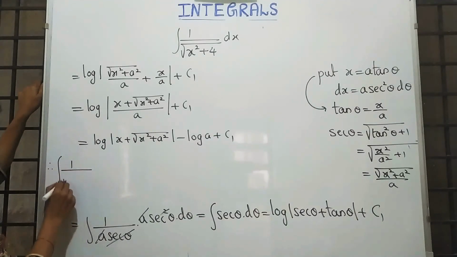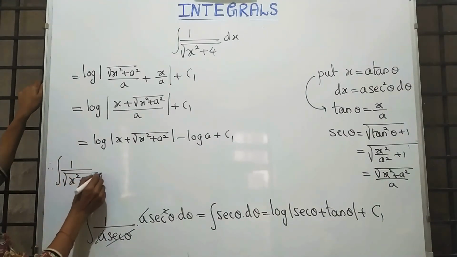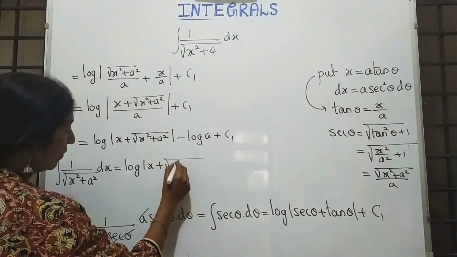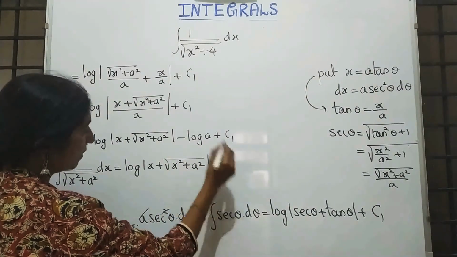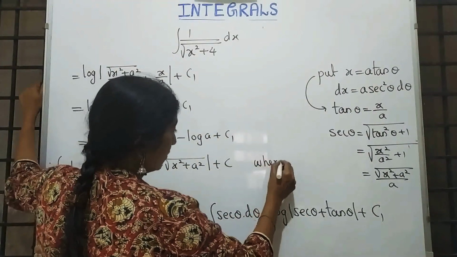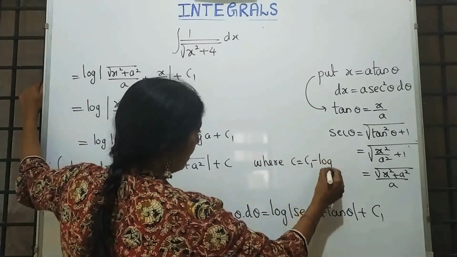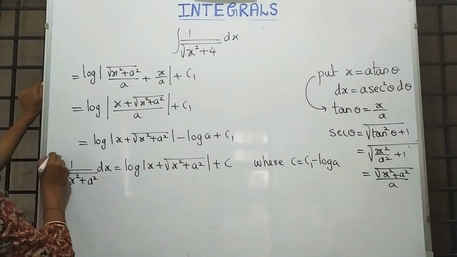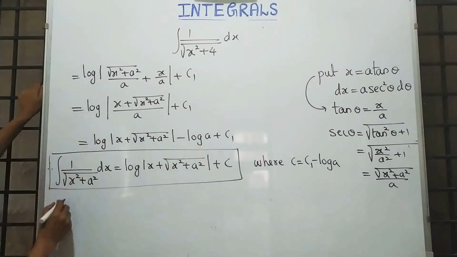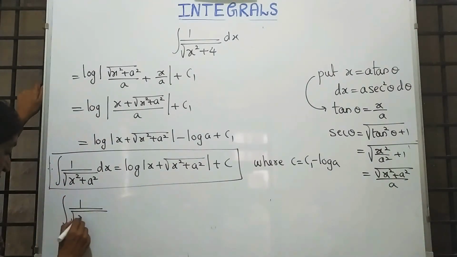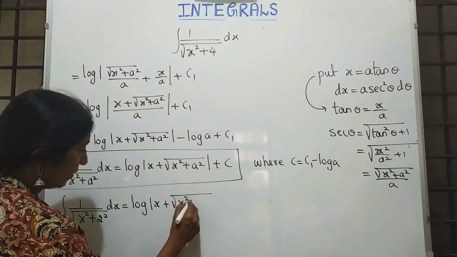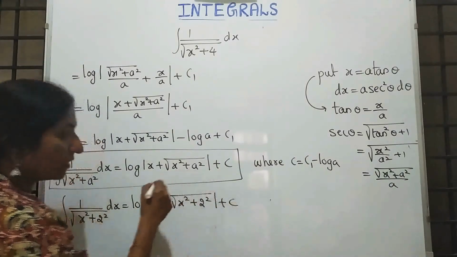1 upon root of x square plus a square into dx is log of x plus root of x square plus a square plus c, where c is equal to c1 minus log a. So this is the formula, and exactly below, 1 upon x square plus 4, 4 is 2 square, into dx. It is log of x plus root of x square plus 2 square plus c.